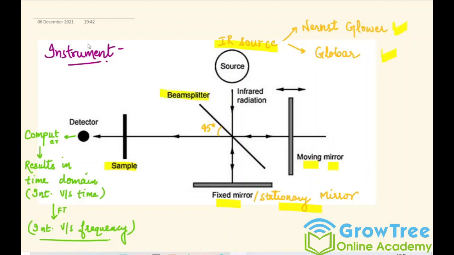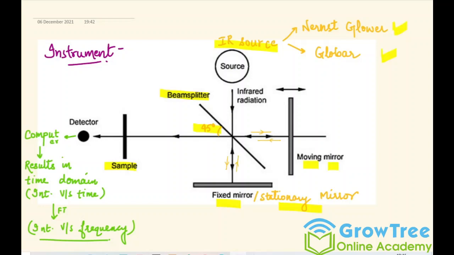As the name suggests, the beam splitter splits the beam which comes from the IR source. The beam splitter is placed at an angle of 45 degrees. So the light coming from the IR source hits the beam splitter, and the beam splitter splits that light into two parts. One part of the beam goes to the fixed mirror, and the other part goes to the moving mirror. As we know that a mirror reflects light, the same light will be reflected back to the beam splitter, like this.